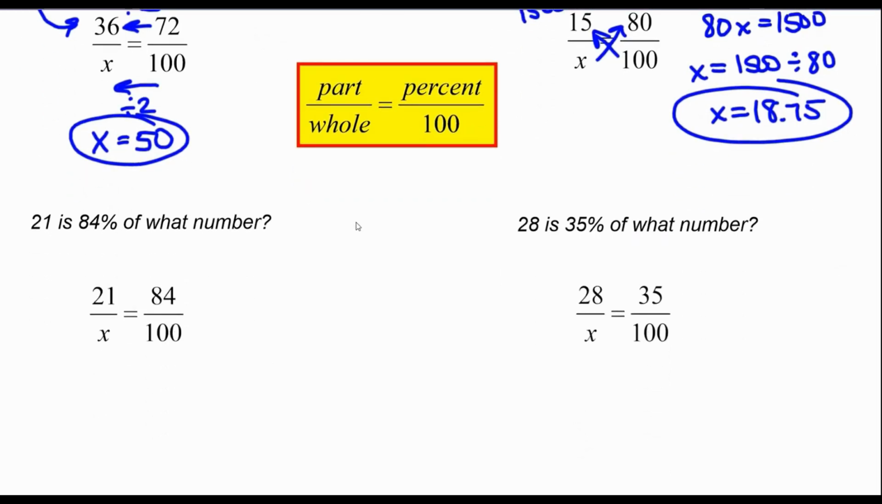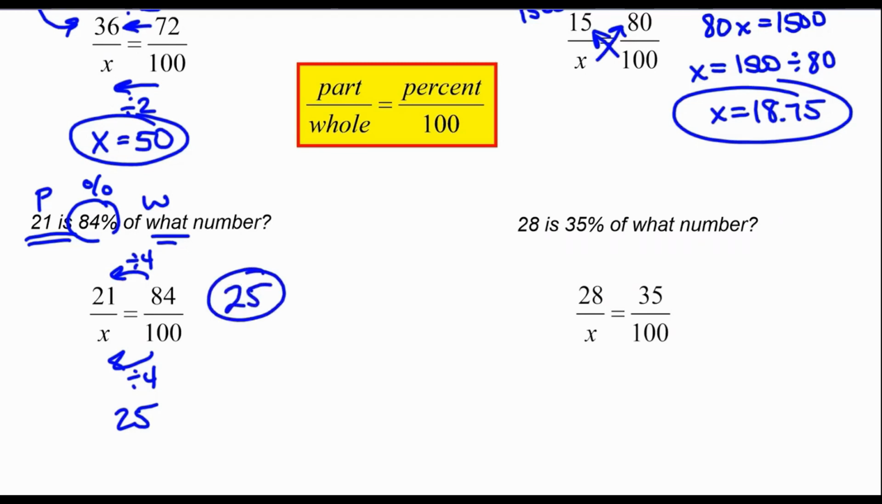21 is 84% of what number? 21 is, this is the part, of what? The whole is missing. And obviously this is the percent because it has the percent sign after it. So again, I set up my proportion. Here's the part. Here's the whole, which is missing, and 84 is the percent. There's a nice horizontal relationship here. Actually, I should do that backwards. I'm trying to solve this way. 84 divided by 4 is 21, so 100 divided by 4 will tell me what x is. 100 divided by 4 is 25. So 21 out of 25 is 84%.